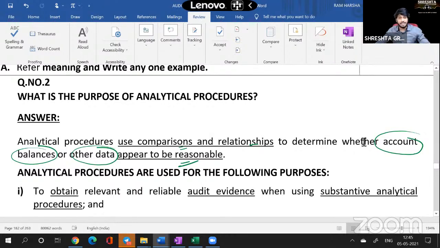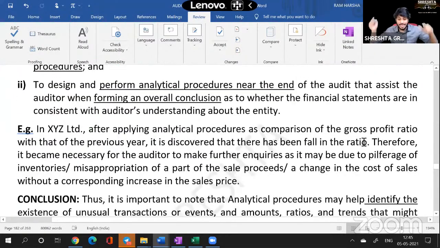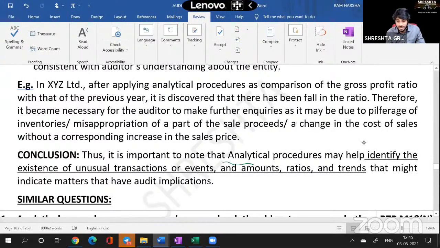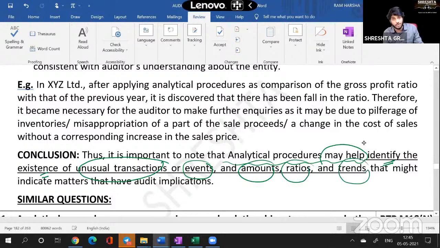So what I did when I find something unreasonable, I investigated and identified fraud. Analytical procedures may help the auditor identify the existence of unusual transactions, unusual events, unusual amounts, unusual ratios, unusual trends that might indicate matters where audit implications are high, where I need to give major attention.